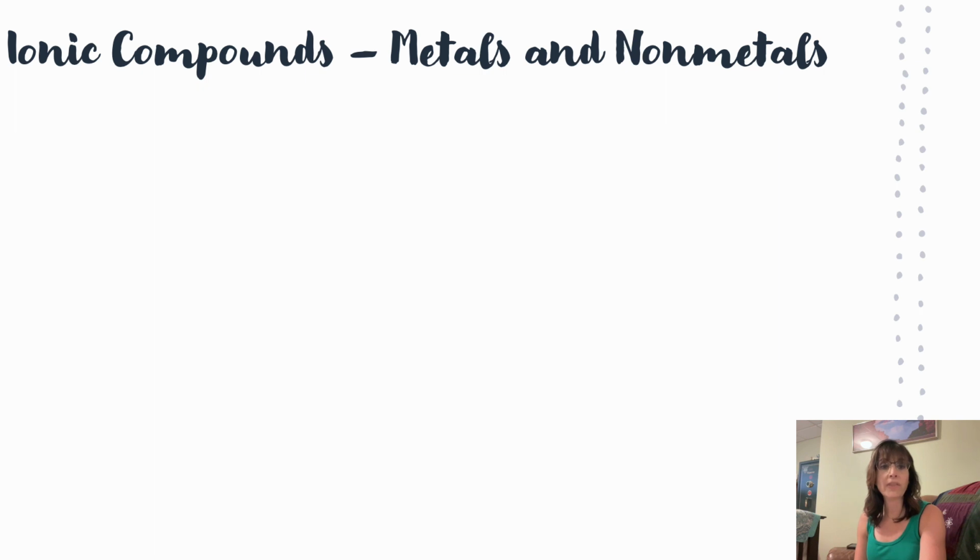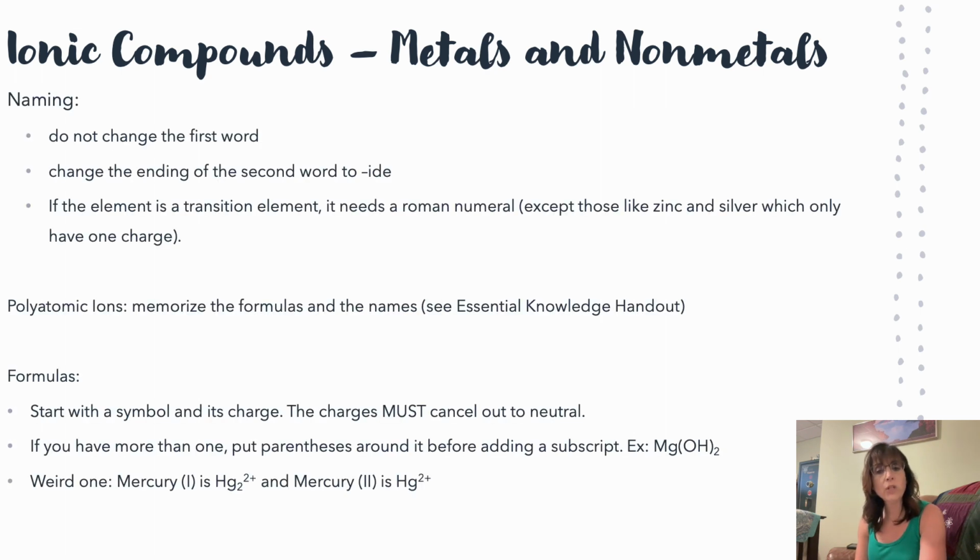Let's start our review with ionic compounds. Now these are metals with nonmetals. So if you have an element from the right side of the periodic table with something from the left, it's probably ionic compounds, keeping in mind there are always exceptions to the rules. When you name an ionic compound, do not change the first word. The second word, change the ending to IDE.